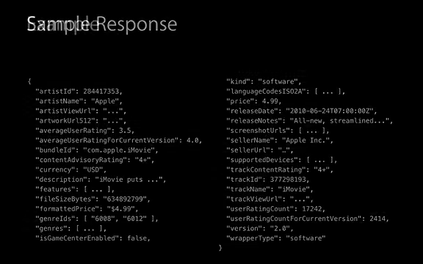So that said, let's go through a couple examples. Let's say we are developing a music app, and we want to show the user a search API so that they can find content on the store.